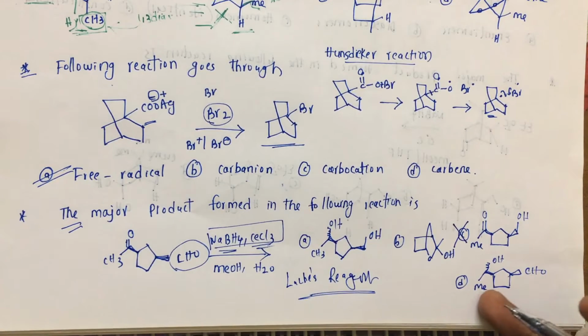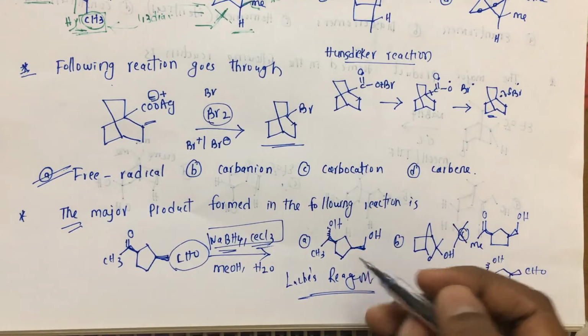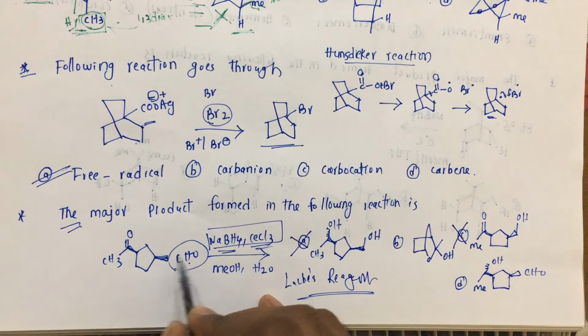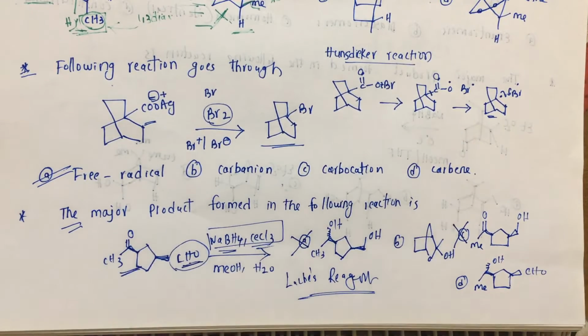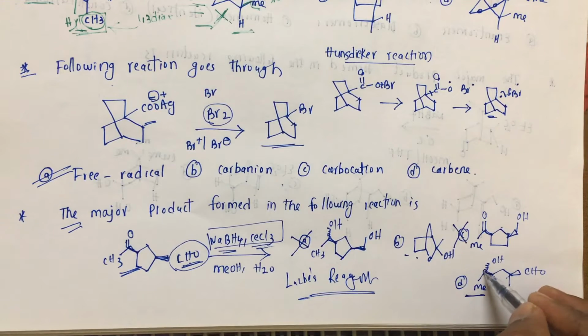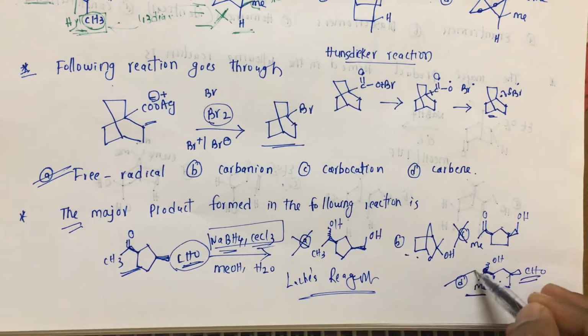Then this answer also we can eliminate, because Luche's reagent is not that selective, so it can reduce both aldehydes and ketones, and the answer will be in these two. So here we can see that this is selectively reacting with the ketone, not with the aldehyde, so the answer will be this one only.